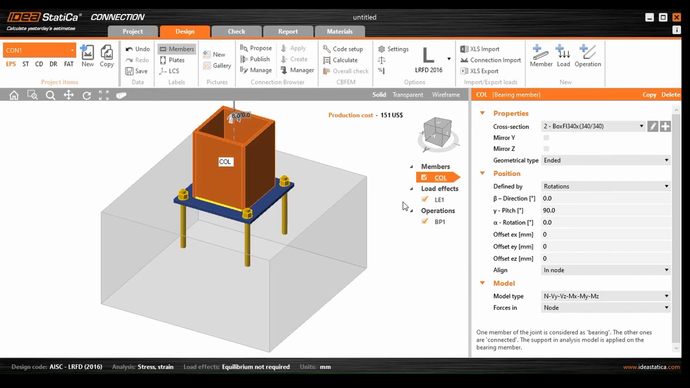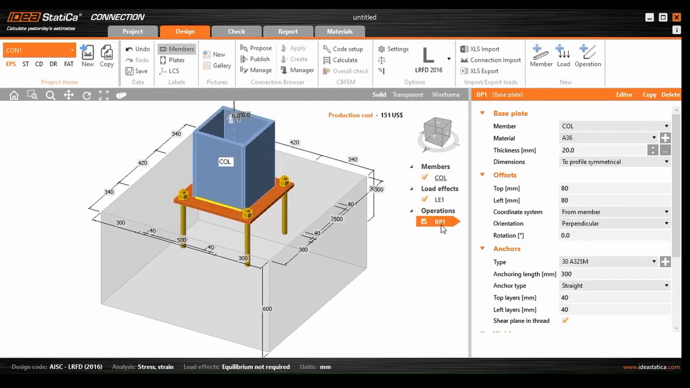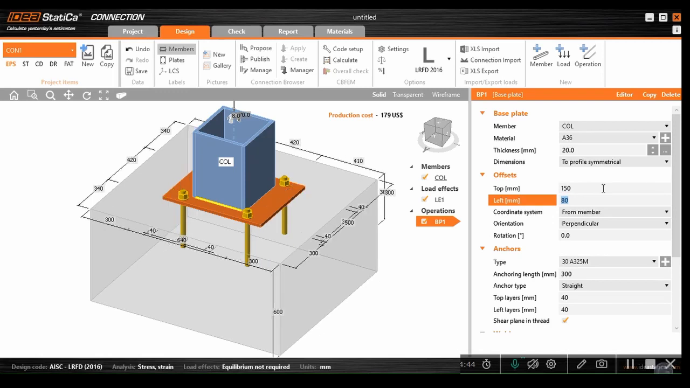After that, go to operation, click on BP1. We can modify our base plate here. My base plate is 64 centimeters in width and 64 centimeters in length. On the offset, you may change the dimensions. Top means the distance of the base plate edge from the top edge of the column, so it is 150 millimeters. Likewise the top, you may change the left.